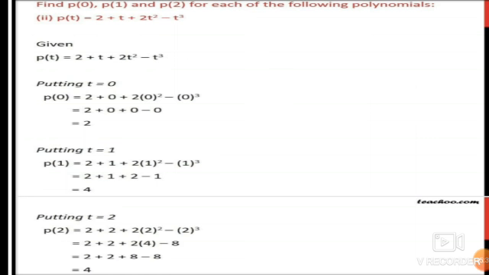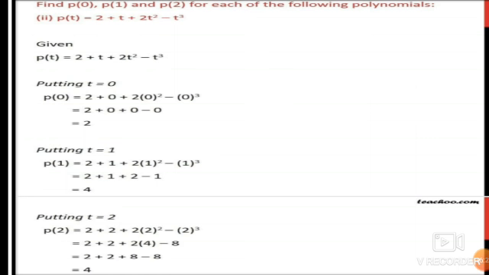Next, putting t = 1, we substitute the t value 1 in the same equation p(t) = 2 + t + 2t² - t³. That's why p(1) = 2 + 1 + 2(1)² - 1³. So 2 + 1 + 2 into 1 squared, that is 2, minus 1. So 2 + 1 + 2 - 1. Simplifying afterwards, we get 4.